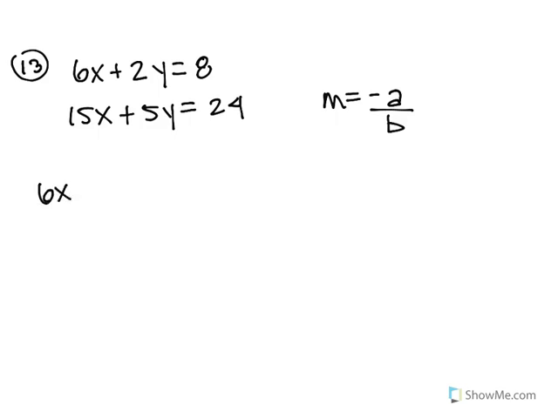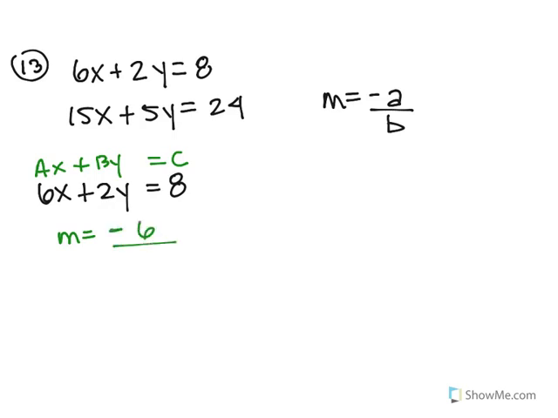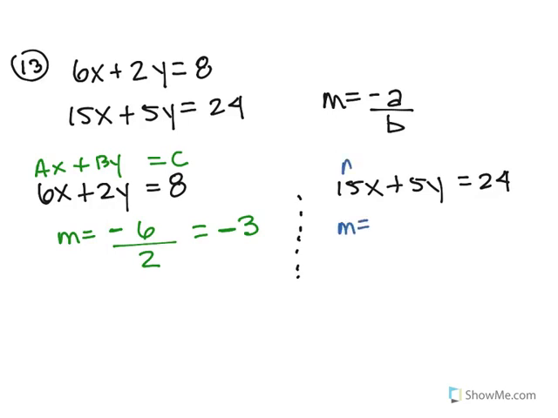So on this one, that is 6x plus 2y equals 8. If I'm looking for just that slope, keep in mind that's the standard form, ax plus by equals c. So that would just be a -6 over 2, which will give me -3. So that's the slope of that particular line. And then I would take that 15x plus 5y equals 24. And I would do that slope formula here as well.